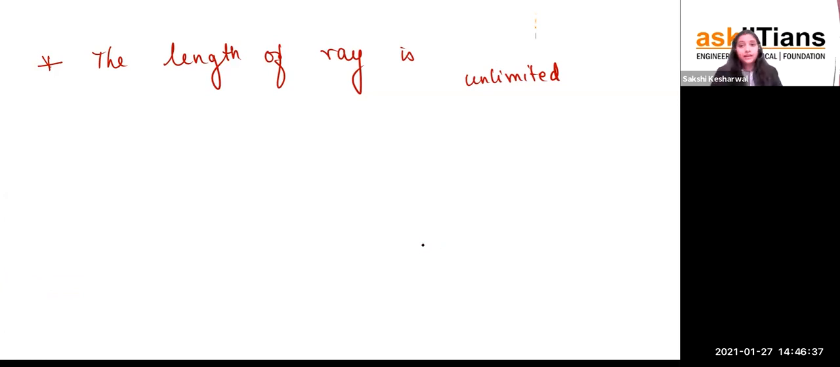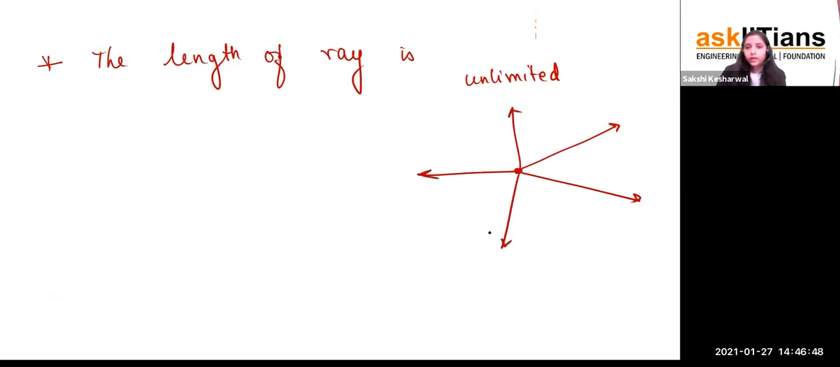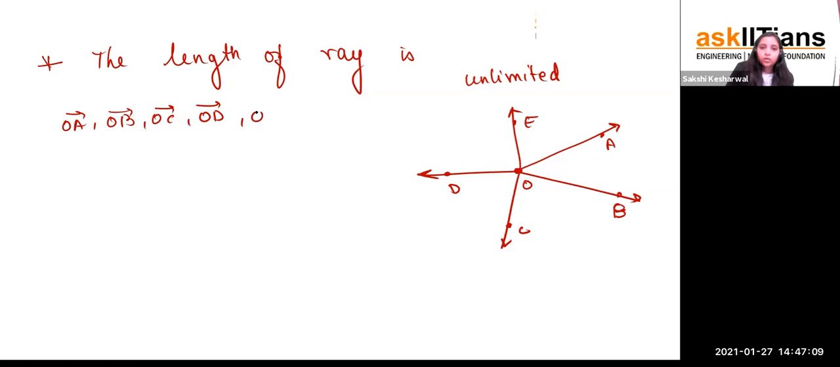Now let us suppose this is an originating point. A ray can go like this, like this, like this, like this. If I say this is point A, this B, this C, this D, and this one E, can I say that OA, OB, OC, OD, OE are rays? Yes or no? And they are originating from O.